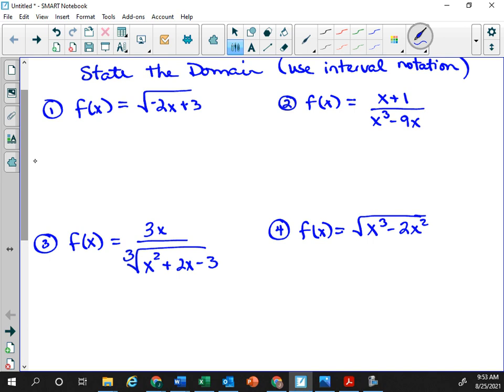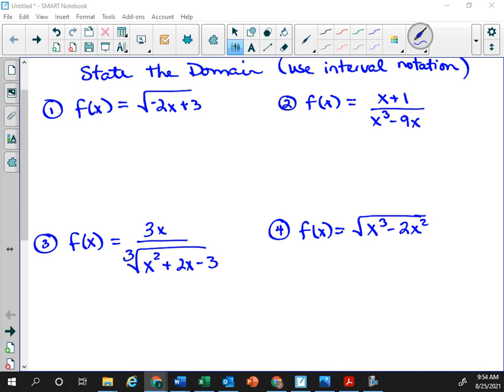So domain, think about what it can't equal. Like, what can't you take the square root of? And like the fraction one, what can't you divide by? Okay, think about those as you're going through this. Think about what it can't be, and then you can write your domain from there. Okay? You should do it algebraically, not just like guess and check.